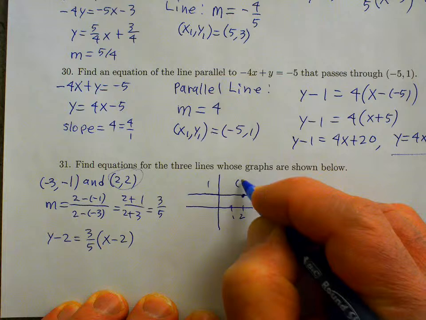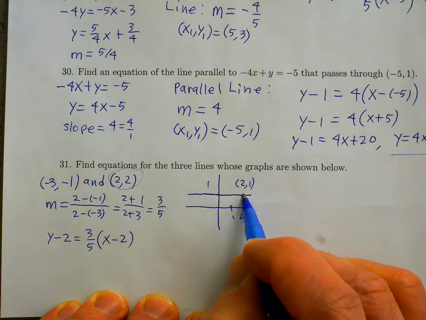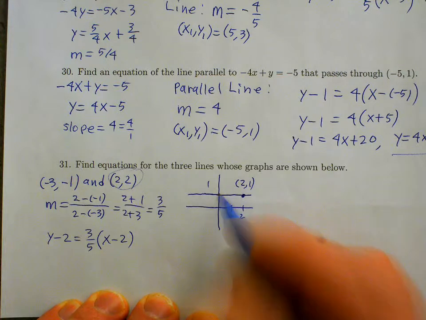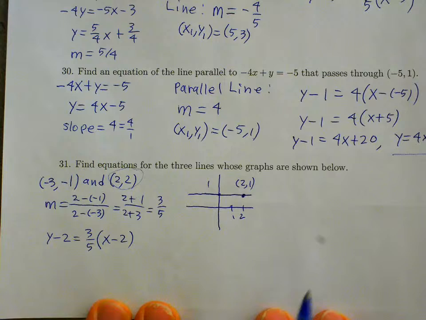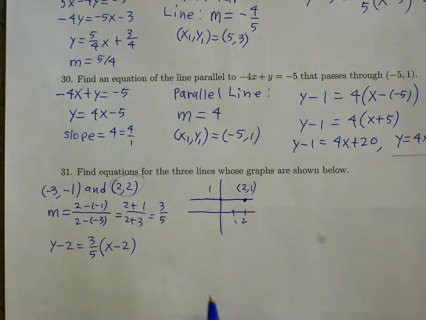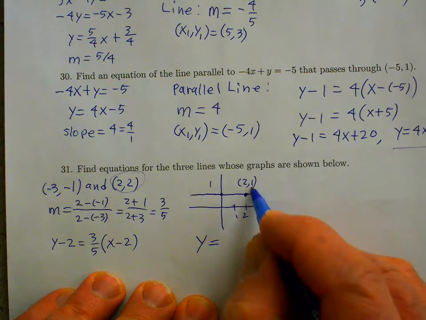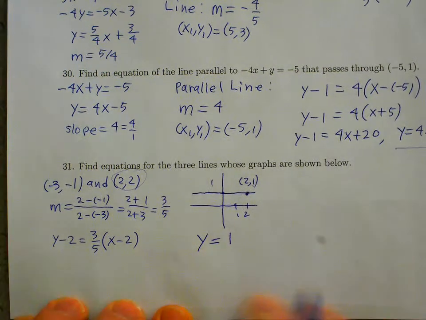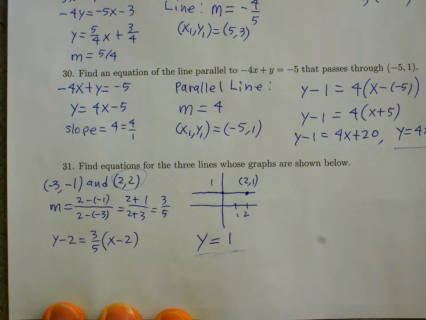So this line passes through the points 2, 1 and 0, 1. It's a horizontal line. So what's the equation for this line? Y equals 1. Yeah, y equals the y coordinate 1, because every point on this horizontal line has the same y coordinate of 1. So the equation for that horizontal line is y equals 1.